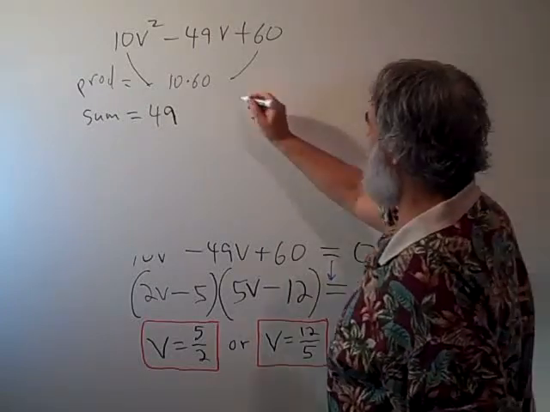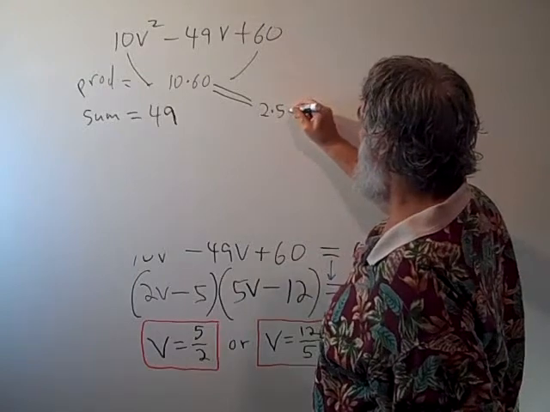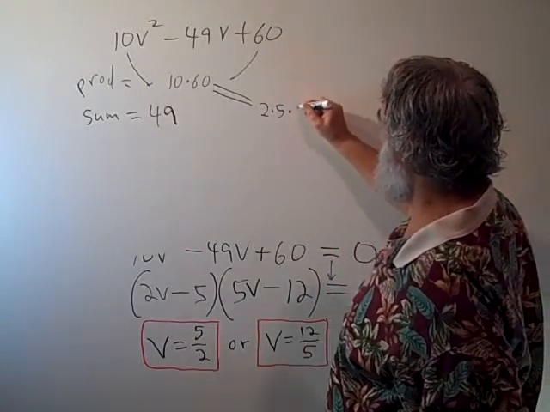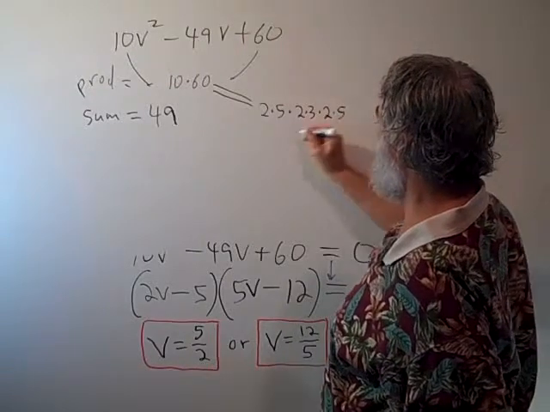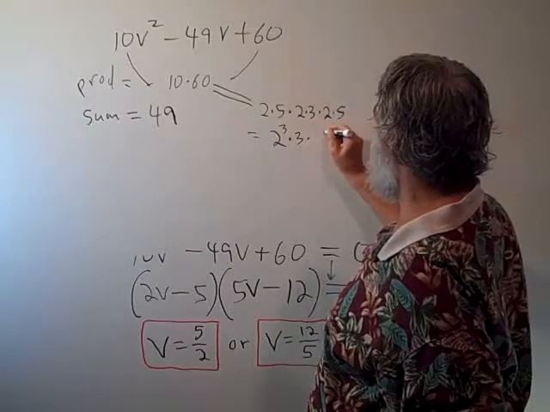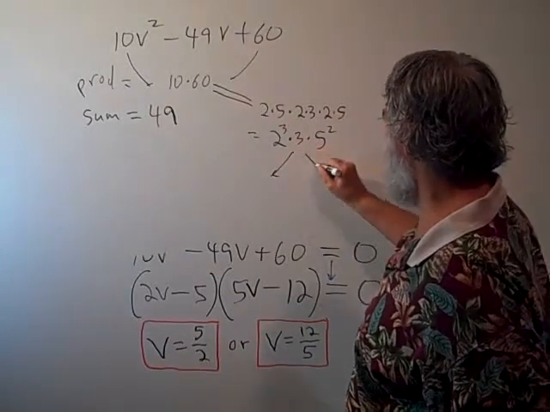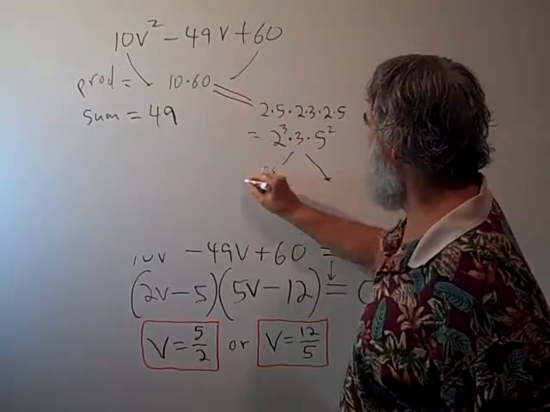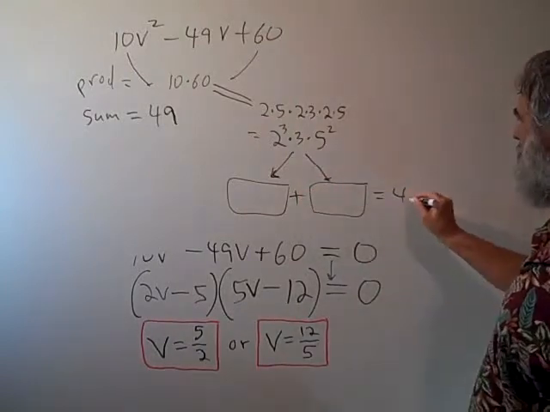Well, let's look at the factors a little more closely here. 10 is 2 times 5, and 60 is 6 times 10, which is 2 times 3, that's 6, times 10, which is another 2 times 5. So this is equal to 2 to the third power times 3 times 5 squared. That's the prime factorization. We have to split up these factors into two numbers so that their sum is 49.